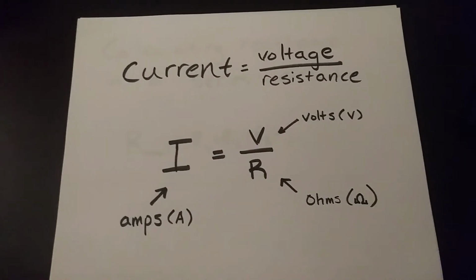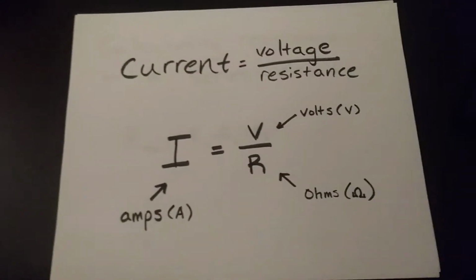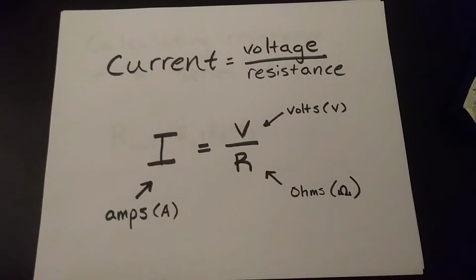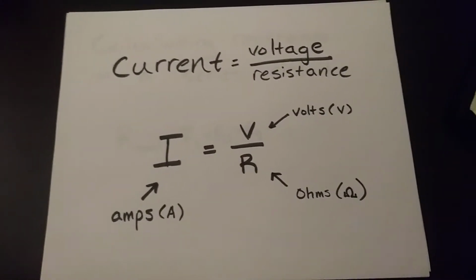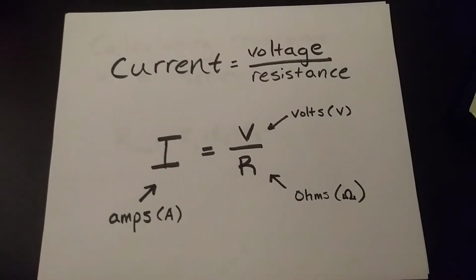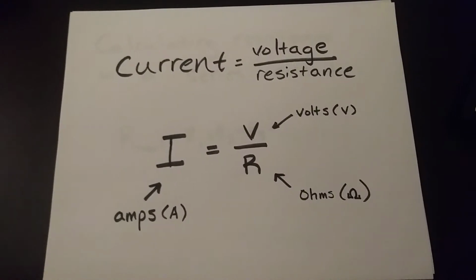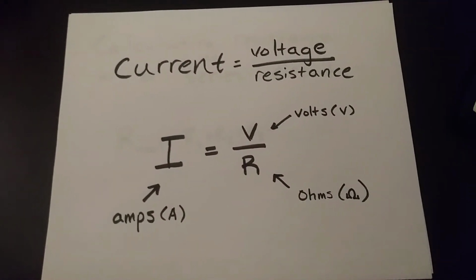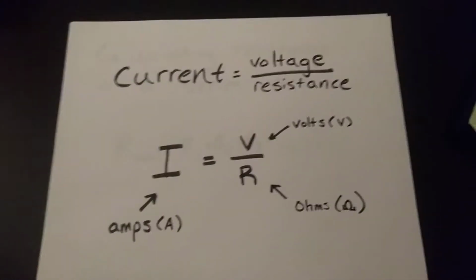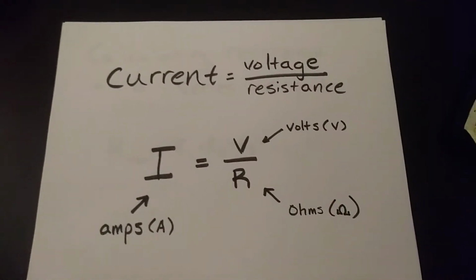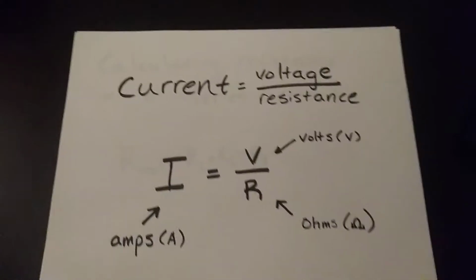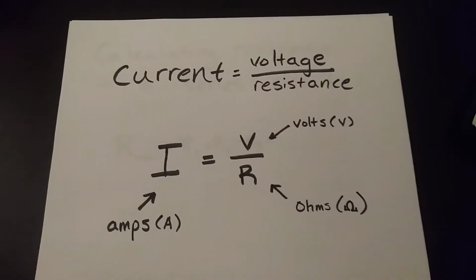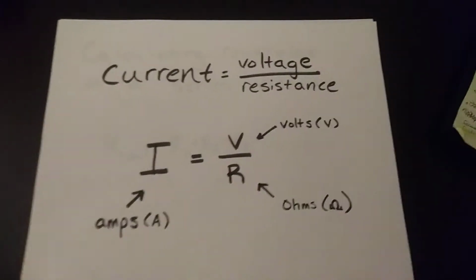The voltage is measured in volts. That's easy. And the unit is V. And resistance is measured in ohms. And the unit for that is the Greek letter omega. Omega, the last letter of the Greek alphabet. You'll see that as we go forward. You'll need this formula, so make sure you write it down, as well as all the parts.